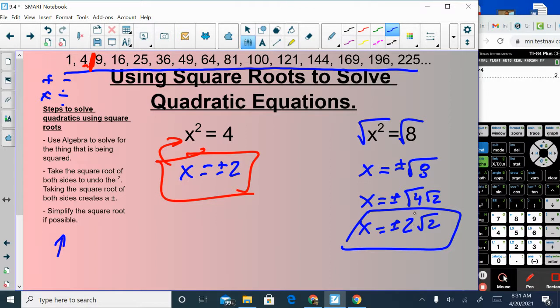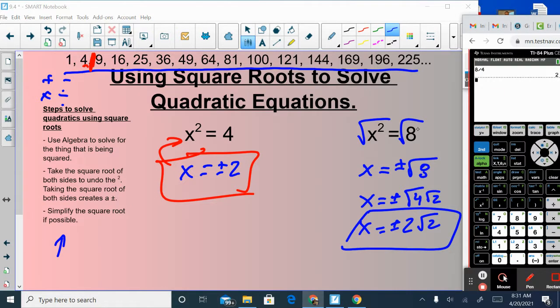What we're saying is that 2 root 2 squared is 8, and that is indeed true. We could try it out here. If we did, let's open up a set of parentheses, 2 root 2, and then we square this.